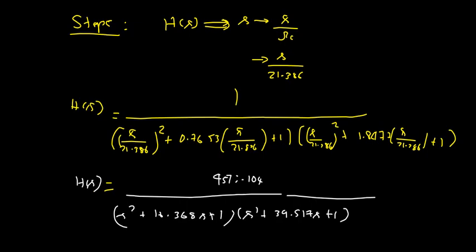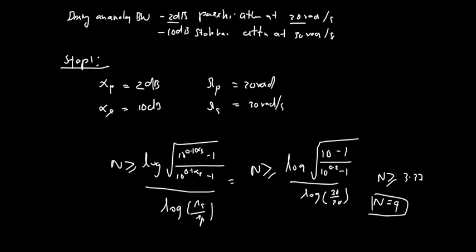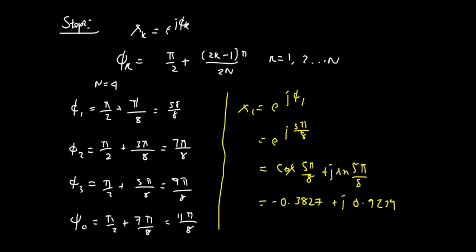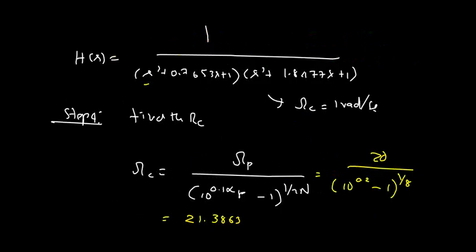So it includes 5 steps. First step is finding the specifications. From the specification we have to find the order of the filter. Once we know the order of the filter, find out the poles using this formula. Once we know the poles, step 3 is finding the transfer function. You need to combine all these 4 poles into an equation, and from that you can find H of S. Whatever H of S we have found out is for omega c of 1 radians per second. Once this is over, step 4 is finding the original cutoff frequency.